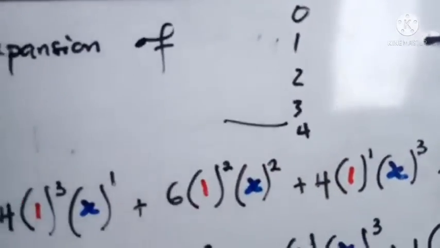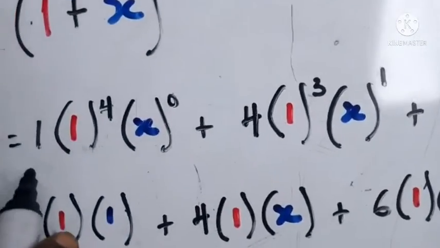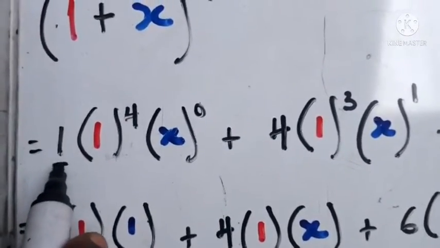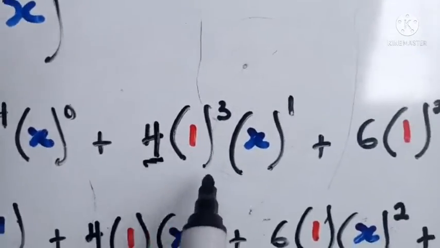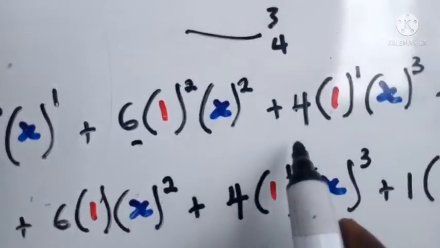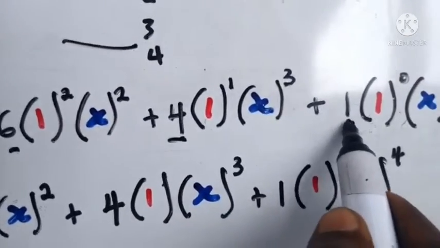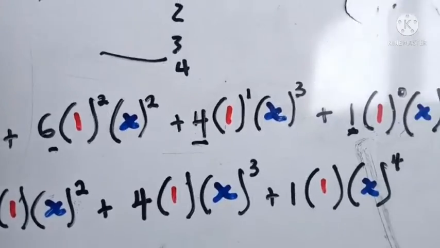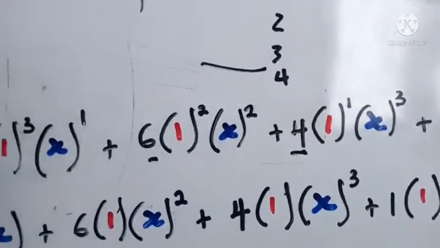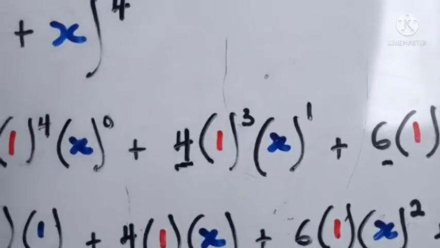So what are the coefficients? The coefficients are 1, right? You can just go back and check the Pascal triangle. So this is 1 here, we are having 4, and then 6 here, then followed by 4, and then finally we have 1. Is that okay? This is very simple and straightforward once you understand how the method works.